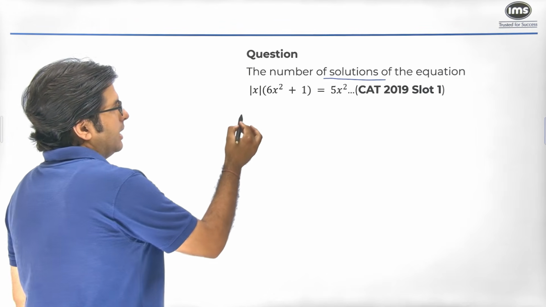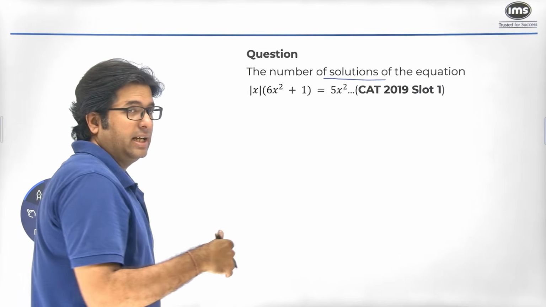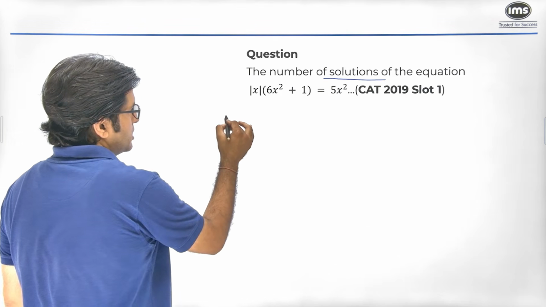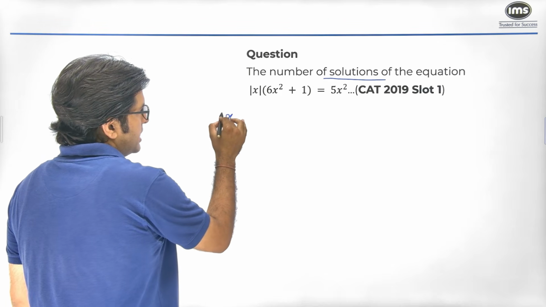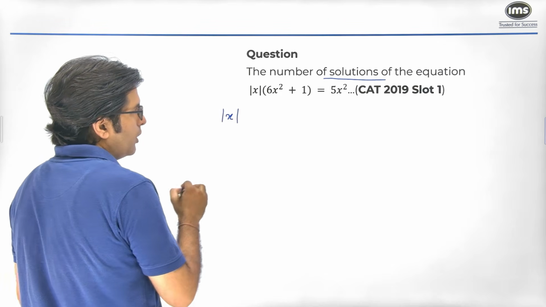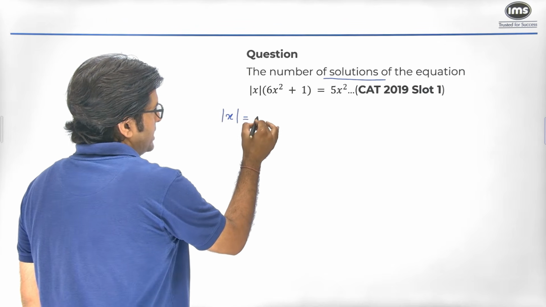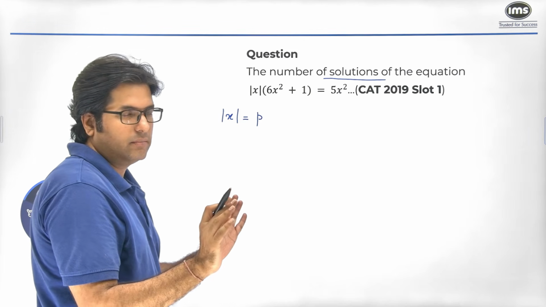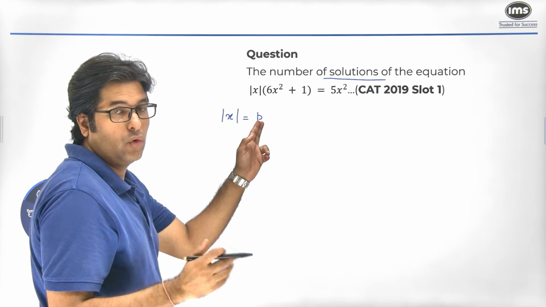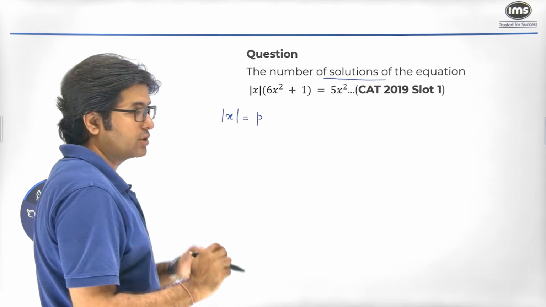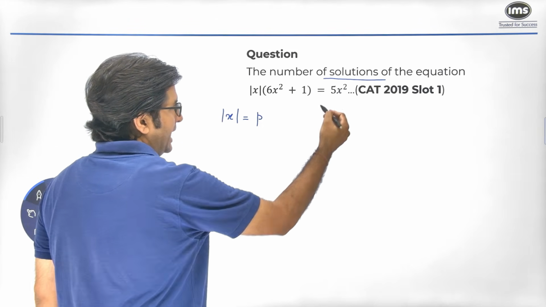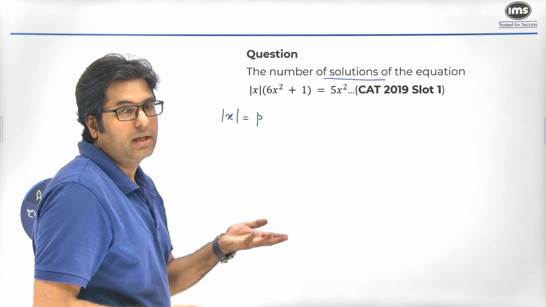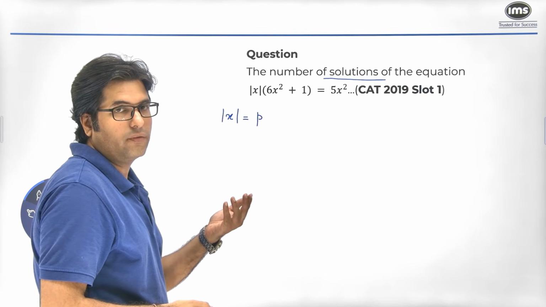Now understand, can I cancel this mod x with x? Yes, but at the back of my head, I should know that x equal to 0 is a possible solution. Because we need to find solutions for mod x, it's a better idea to substitute mod x equal to p, so that you will never commit an error. Because mod x equal to, let's say, 2 will give you two possible solutions, plus 2 and minus 2. If you just cancel, then you will simply be dealing with x, where you will probably ignore the negative aspects of the corresponding solution.